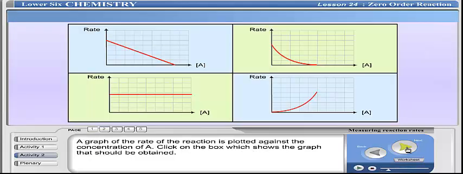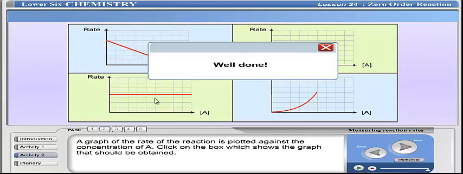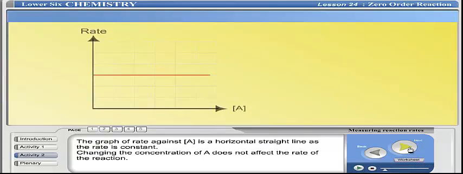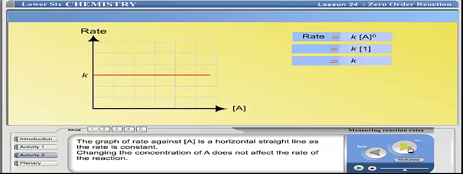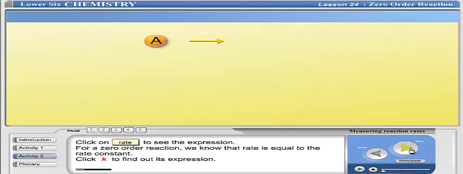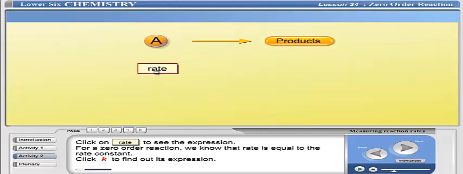A graph of the rate of the reaction is plotted against the concentration of A. Click on the box which shows the graph that should be obtained. The graph of rate against concentration of A is a horizontal straight line as the rate is constant. Changing the concentration of A does not affect the rate of the reaction. Click on the rate button to see the expression.